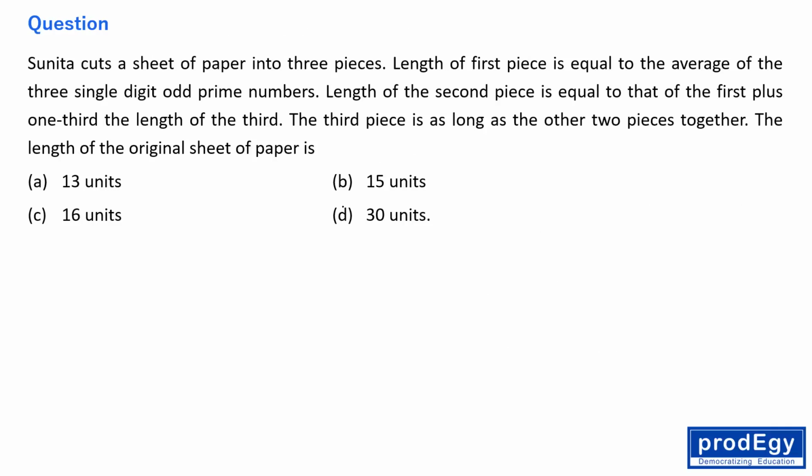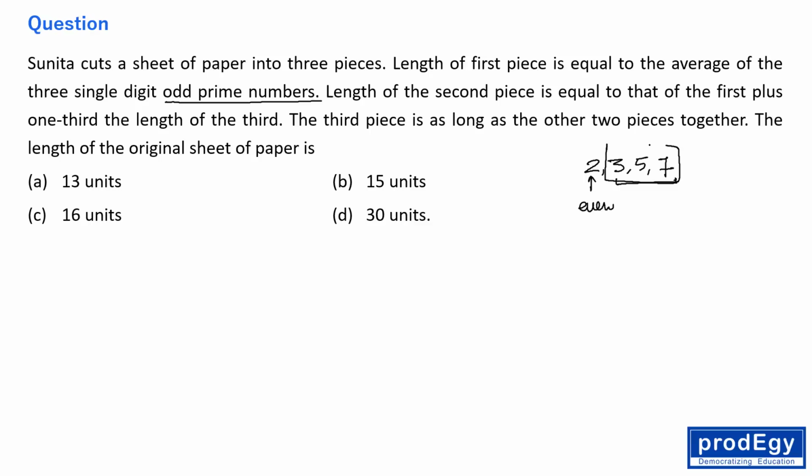Sunita cuts a sheet of paper into 3 pieces. The length of the first piece is equal to the average of the 3 single digit odd prime numbers. Single digit prime numbers are 2, 3, 5, 7, where 2 is an even prime number and the rest are odd prime numbers. So the length of the first sheet is the average of the 3 single digit odd prime numbers.